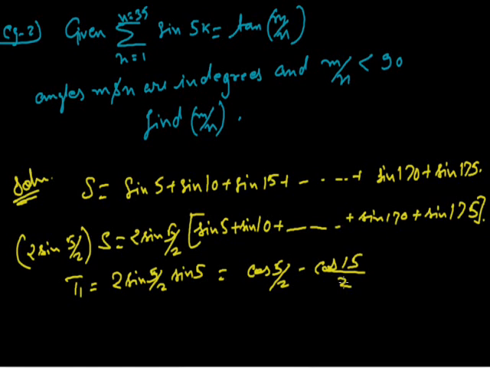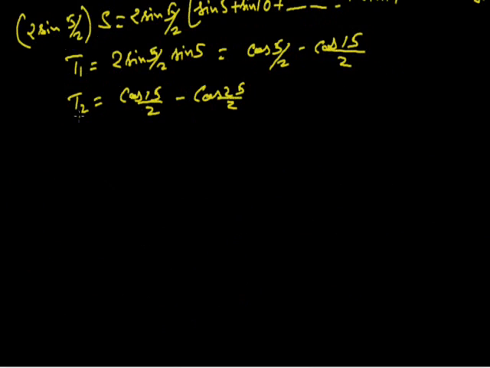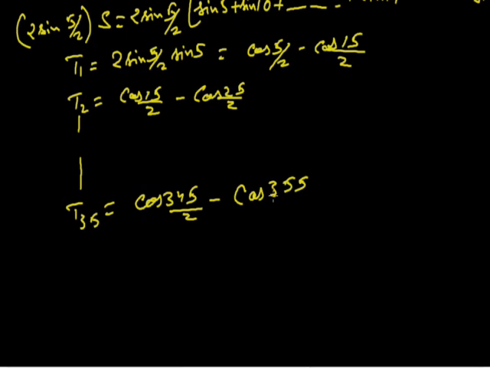We have used the formula cos C minus cos D is equal to minus 2 sin((C plus D) by 2) sin((C minus D) by 2). Therefore, T2 became, similarly, cos(15 by 2) minus cos(25 by 2). Similarly, this goes up to T35, which is equal to cos(345 upon 2) minus cos(355 upon 2). Therefore, they are cutting alternately: cos(15 by 2) to cos(15 by 2), cos(25 by 2) to cos(25 by 2) in the T3 term, and hence up to cos(355 by 2).